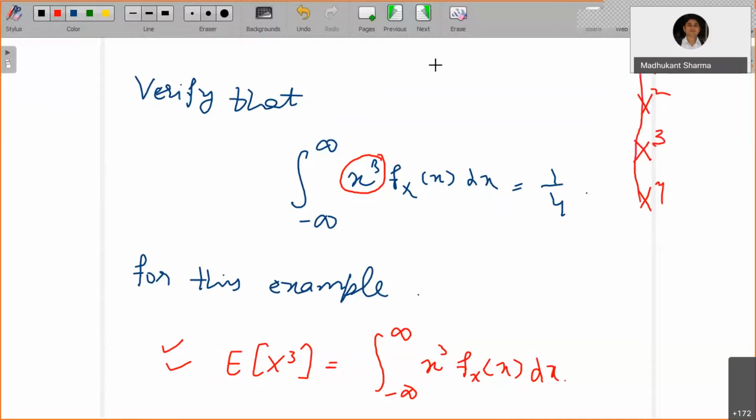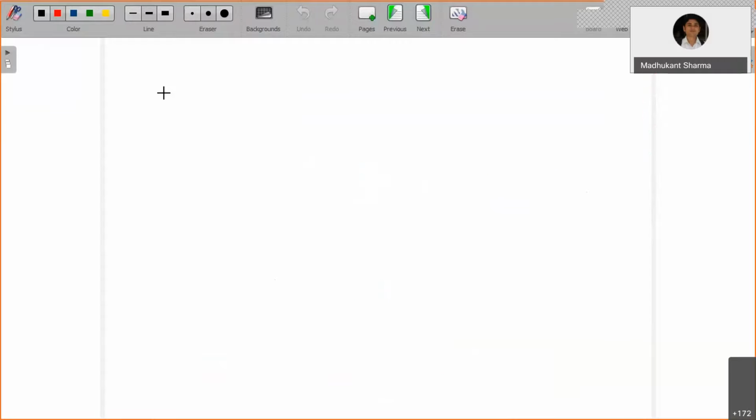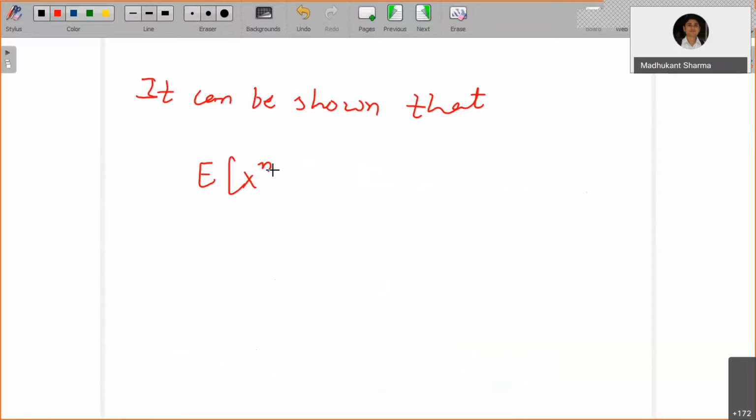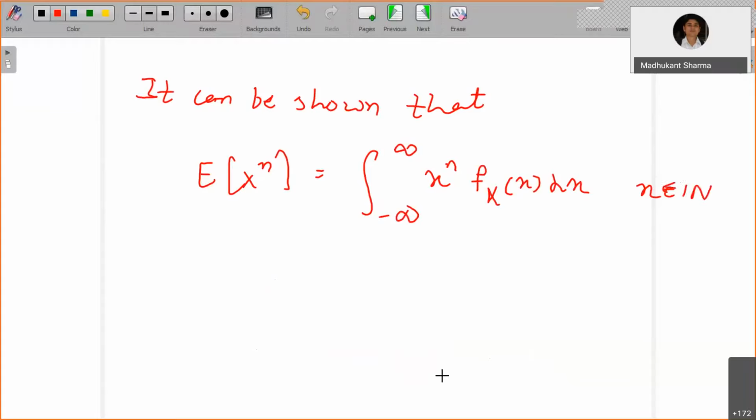So what you can show is that the expectation of x to the power n is equal to the integral from minus infinity to infinity of x to the power n times f_X of x dx. You can easily show that. This is for n belonging to the natural numbers, for the continuous case. For the discrete case, it is the summation over x belonging to X of omega, the set, of x to the power n times p_X of x.